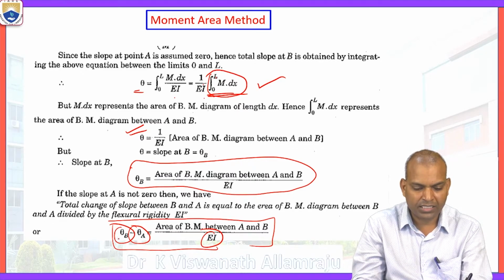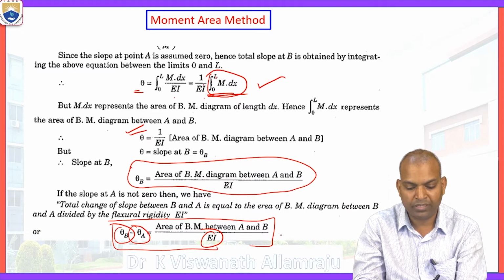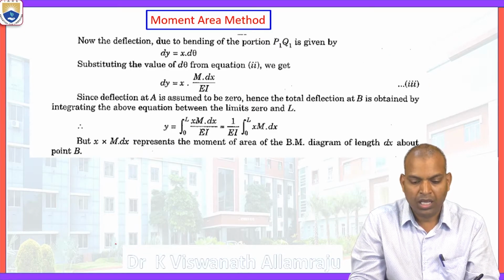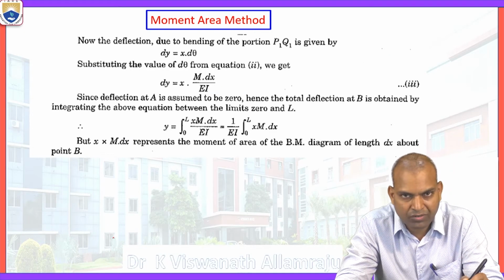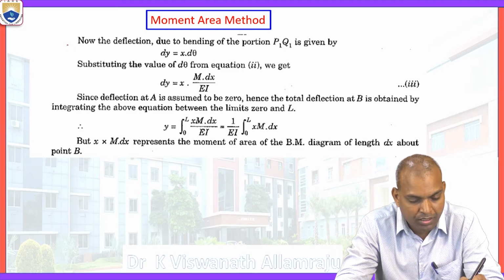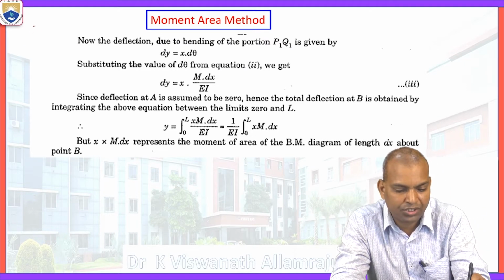Now theta B minus theta A, that is the change of slope between B and A, is equal to the area of the bending moment diagram between A and B divided by EI. Alright, that is the slope. Now the first portion is over, we calculated the slope. What is the second portion? The second portion is the calculation of the deflection.